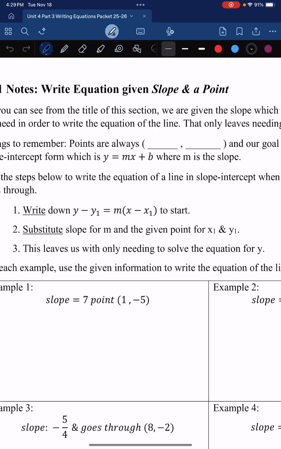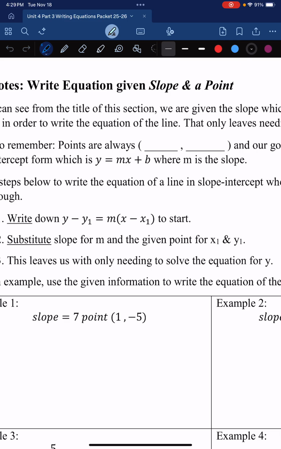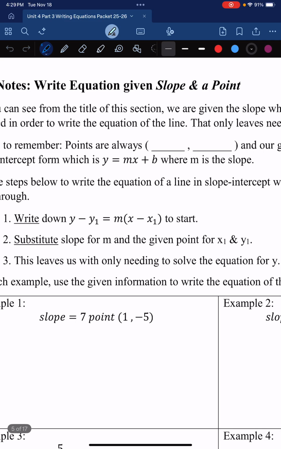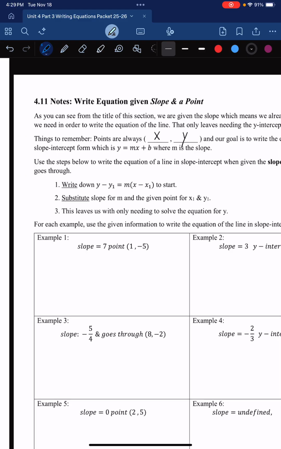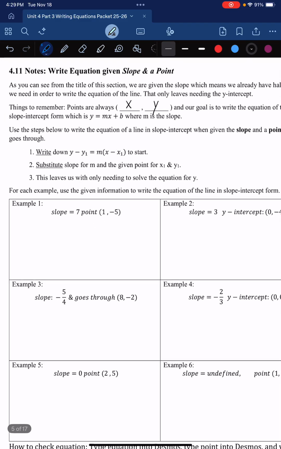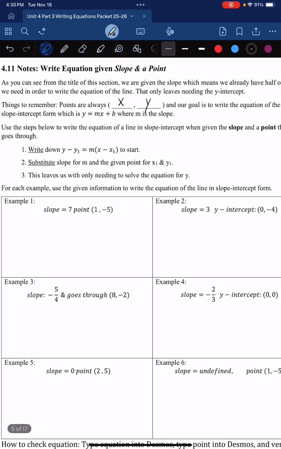So right away, something to keep in mind as we're going through these is points. When that point is provided to us, we are given an x value and a y value, and it's always x comma y. Now our goal is going to be to write the equation of a line in slope-intercept form, which is y equals mx plus b.